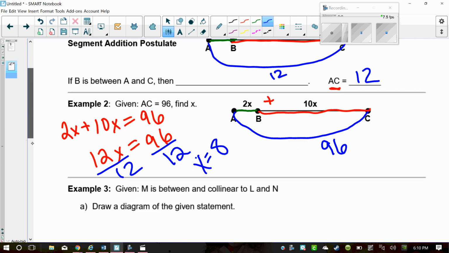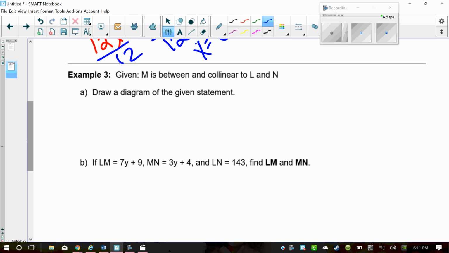Alrighty. It says given M is between and collinear to L and N. This is hard for people because we actually have to draw our own picture. So just remember that collinear means that they're on a straight line. So we're going to draw a straight line.